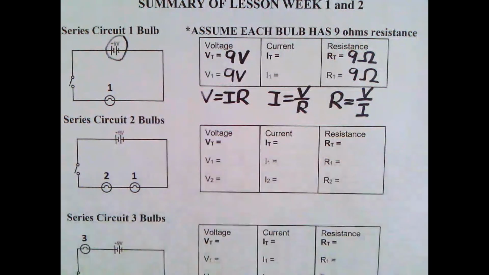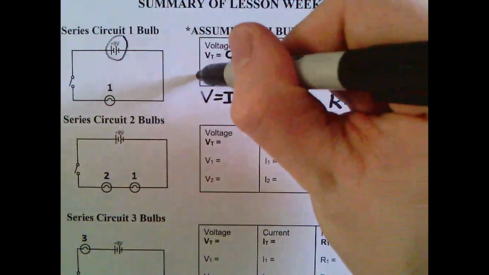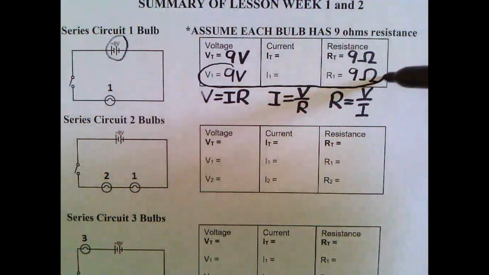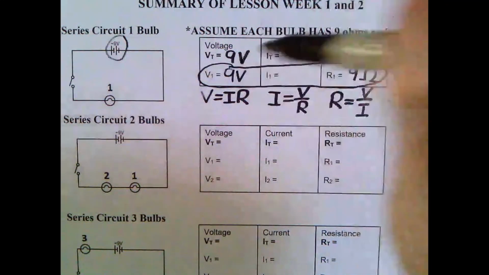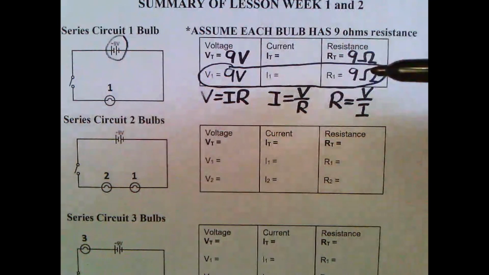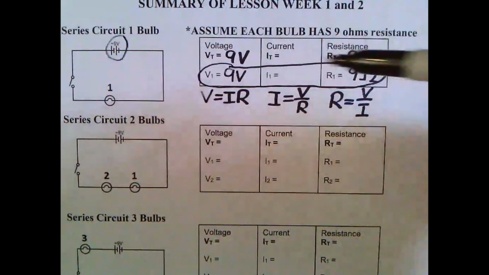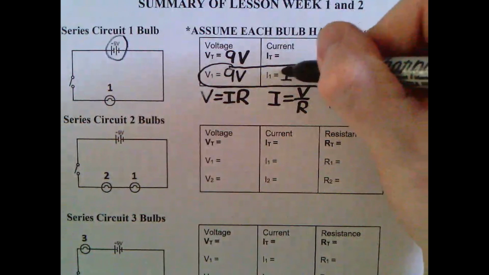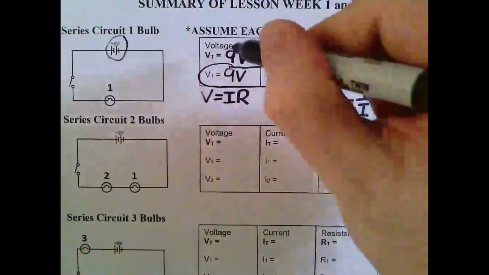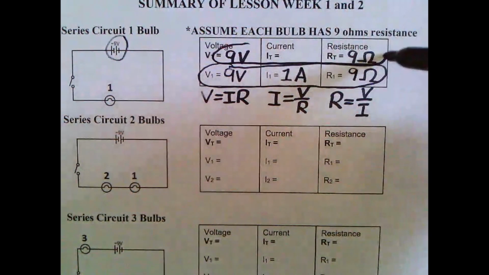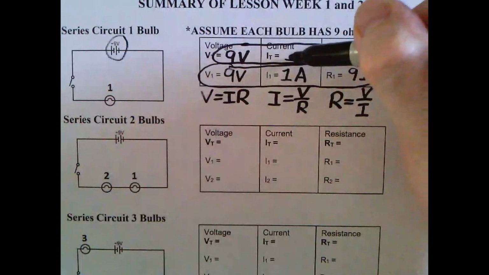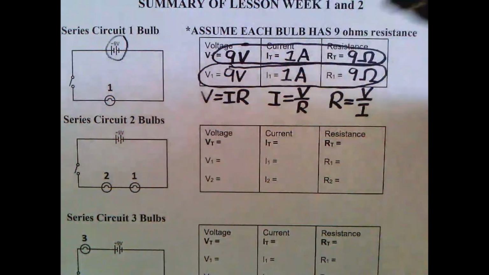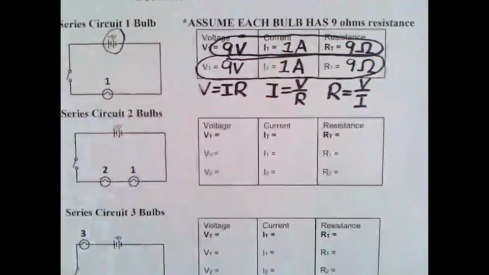If I want to find the current going through light bulb number 1, I'm going to be using these numbers. I'm going to say voltage divided by resistance. Obviously 9 divided by 9 is 1 amp. And same thing here, 9 divided by 9 is 1 amp. Let's take a look at a few other circuits to get the idea.